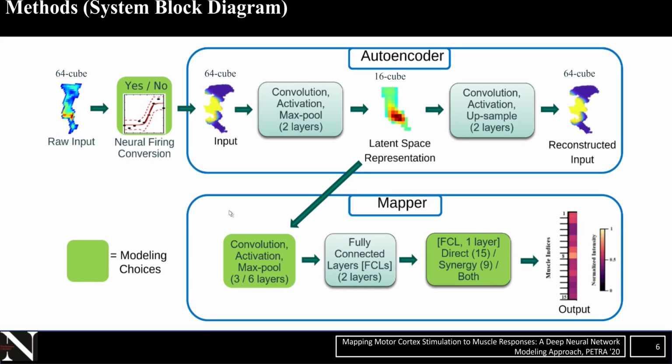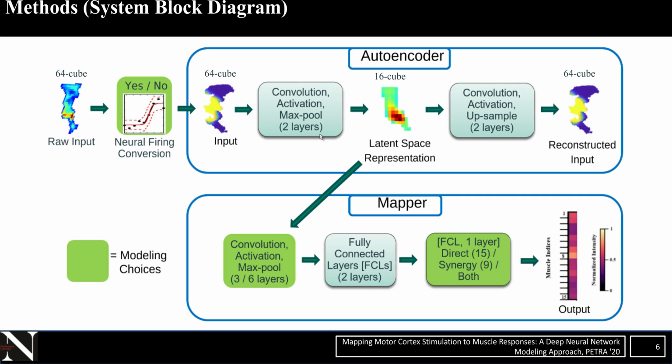Now this is how our system block diagram looks. First we have the input, which is a 64 cube representation of the motor cortex, or the electric field distribution in the motor cortex. The modeling choices are marked by these green squares. First, whether or not we want this high pass filtering, or this neural firing conversion. This has been empirically derived by studies in macaques, but we want to see if it works as well in human brains. This is the input to the network itself.